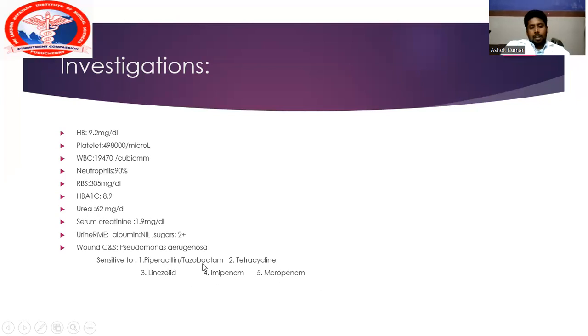We started with a half dose of piptaz because his renal function was a bit deranged. So we took the expert opinion. It was started on half dose of piptaz because piptaz is a broad spectrum antibiotic eliminated through the renal system, so we cannot give a high dose. And along with that, we gave oral linezolid also.